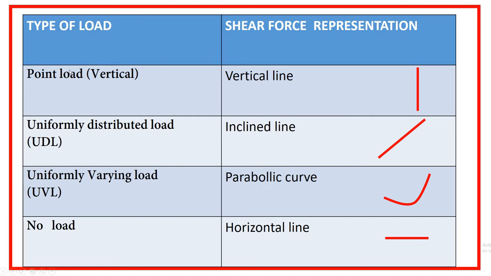Before drawing the diagram, let us see the shear force diagram pattern, right? If you observe the beam, if you have a point load, the diagram is shown by a vertical line. If you have UDL, then the diagram shows an inclined line, and if you have a UVL, then we have a second degree parabolic curve, right? And if you don't have any load, then the diagram is a horizontal line, right?